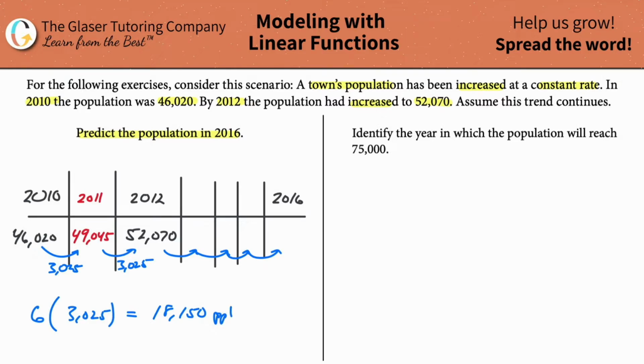Now, is that the answer? No, that's not the answer. We would have accumulated this number of people. We would have to take it and add it to the original starting value of 46,020. And when we do that, guess what we come up with? We come up with our answer. 64,000. Oh, what happened there? One second. 64,170. So that now is, my friends, the value. 64,170. Okay, so that's the answer.